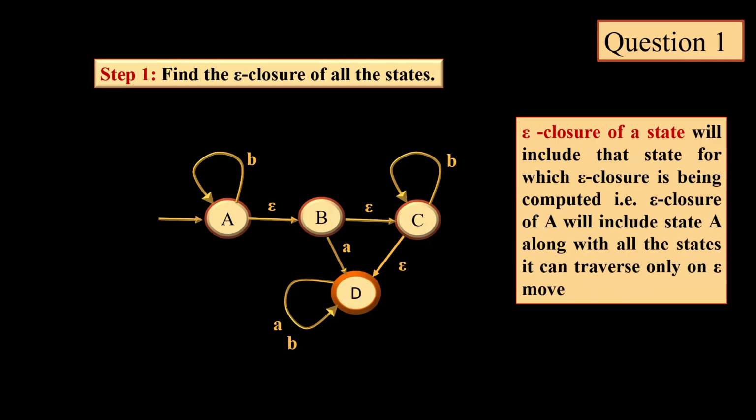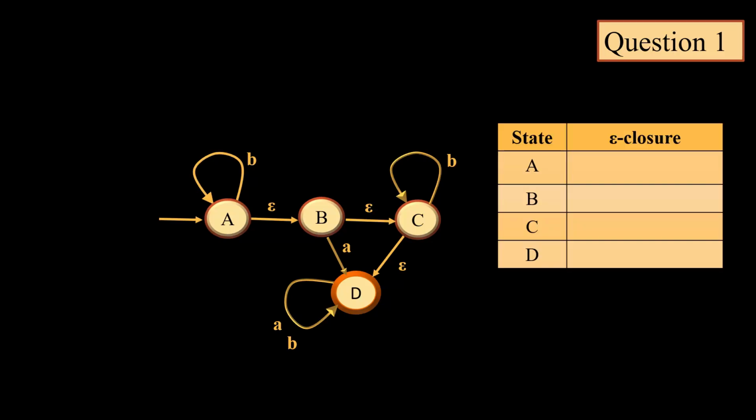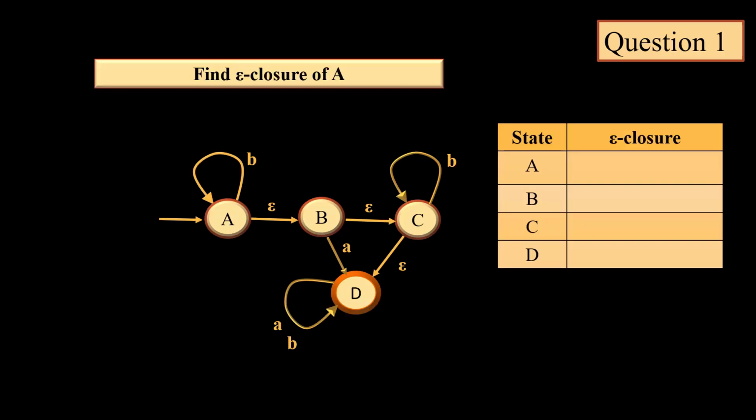What is E closure? E closure of a state will include the state for which E closure is being calculated. That means, say for example, I am computing E closure of A, it will include A. If I am calculating E closure of state B, it will include B. Along with that, all the states it can traverse only on epsilon move, as we considered in Thompson's and subset construction.